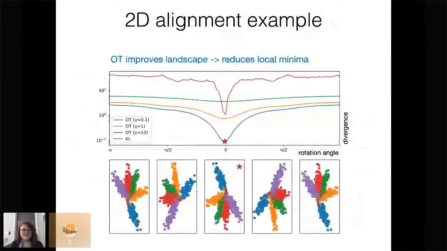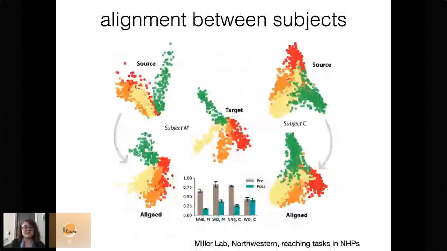What's nice is that in a synthetic 2D case, we can show that using optimal transport over just a KL divergence, which was the original divergence measure that we used here, really smooths the landscape, and it reduces a lot of the local minima that the algorithm can get trapped in. So this is a really important part of the solution, both using optimal transport as a loss, and also leveraging clustering structure when it does exist within your data.